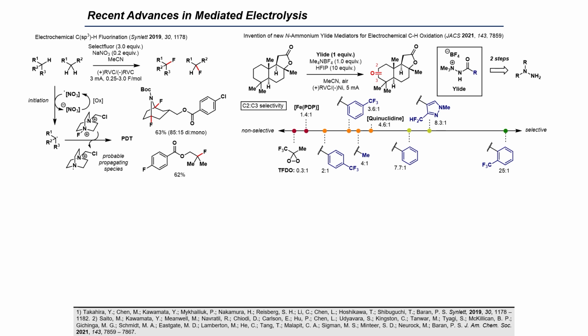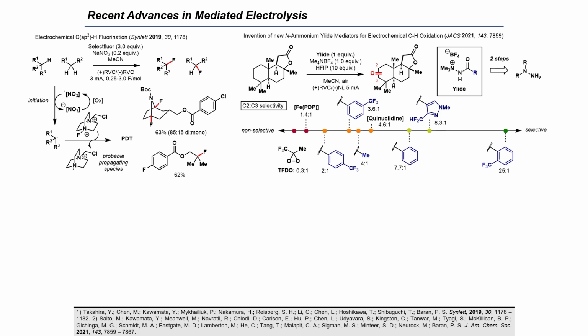With a new mediator in hand, the Baran lab wanted to see if subtle changes to the identity of the acyl group would alter or enhance the reactivity of an electrochemical C-H oxidation reaction. While the relative reactivity of this mediator was about the same as quinuclidine, the site selectivity could be tuned by choice of acyl group. Although the trends are not totally clear, the site selectivity for the sclareolide oxidation could be highly skewed towards C2 over C3 by modulating the electronics of the ylide.